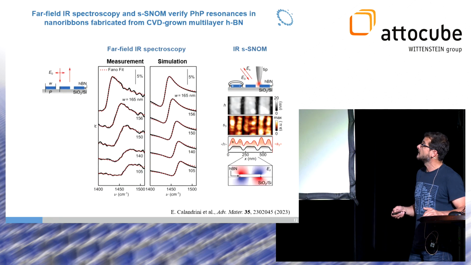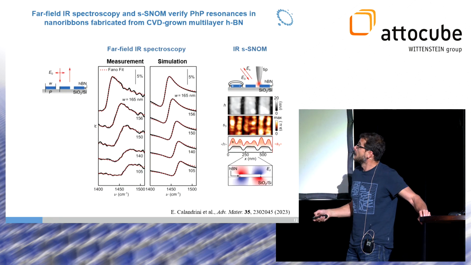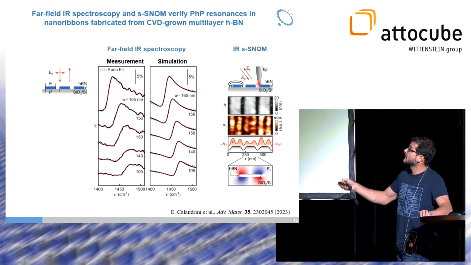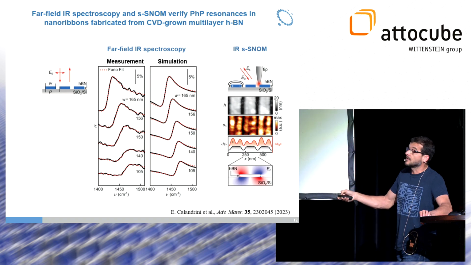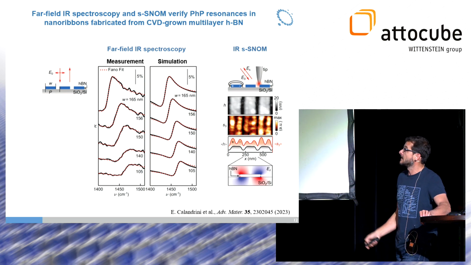And so what we did is we fabricated ribbons of different widths. You can see them here. So we did a far-field experiment here on the left side. And we did reflection spectroscopy, and these are the experimental data, these are the simulated data, and we see very nicely these resonances in these ribbons that again shift to higher frequencies if the ribbon width is changed here.